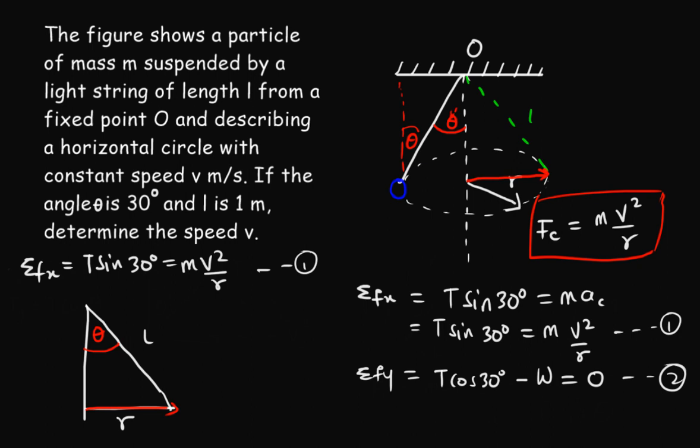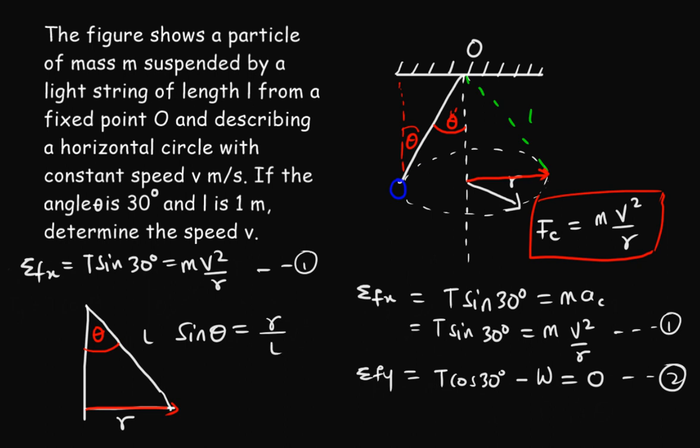Let's take the cosine of this angle here. That will be the adjacent side, which I don't know. So in that case, let's not take the cosine of the angle. Let's try the sine. I'll take the sine of the angle theta, and that will be the opposite over the hypotenuse, which is L. So sine theta equals the opposite over L.